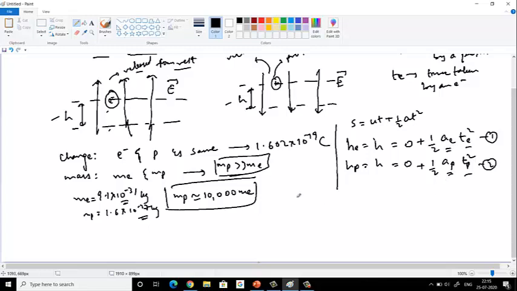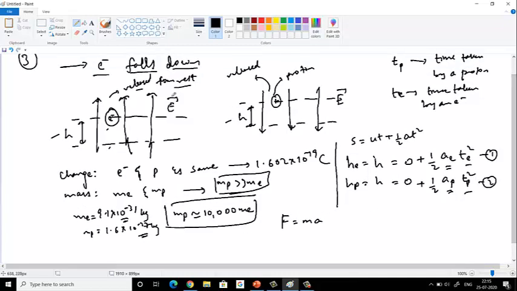How do we get acceleration? From force. Force is equal to mass into acceleration. In this case, what is force? See, there is no gravity in this question. There is no gravity. We have only electric field. The electric field magnitude is the same in both cases. In the electron case it is in the upward direction, and for a proton it is in the downward direction, but the value is the same.